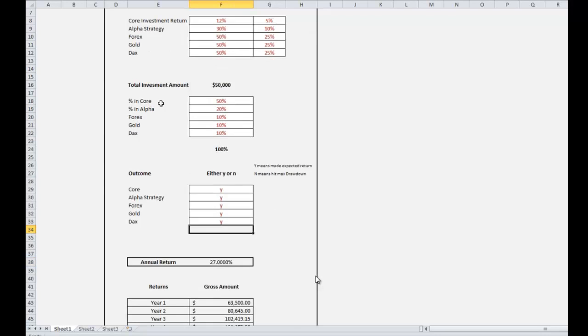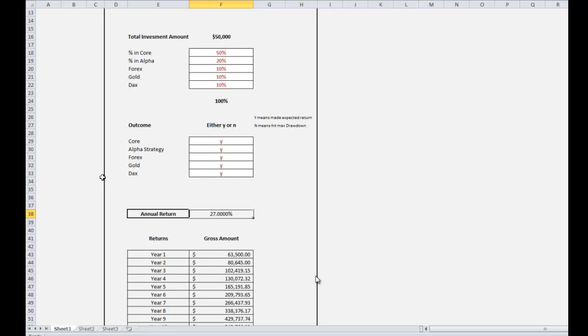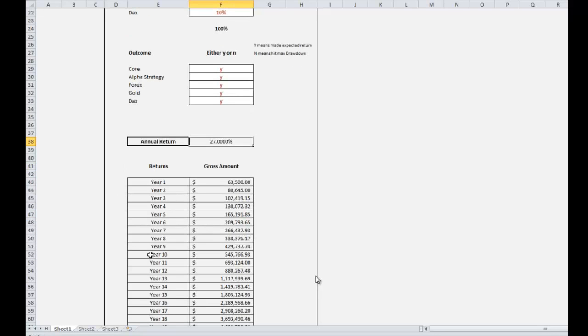You can see overall, based on the above, we would have made a 20% return, and over the next 10-year period, $50,000 compounded for 10 years comes to over $500,000, and after 13 years, over $1.1 million. This is how people build long-term wealth.